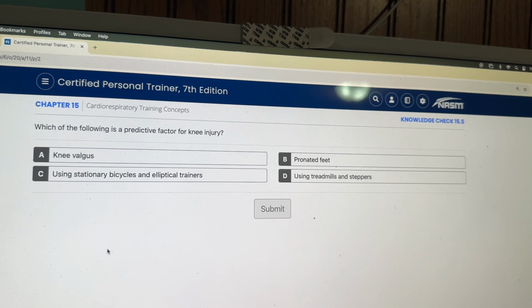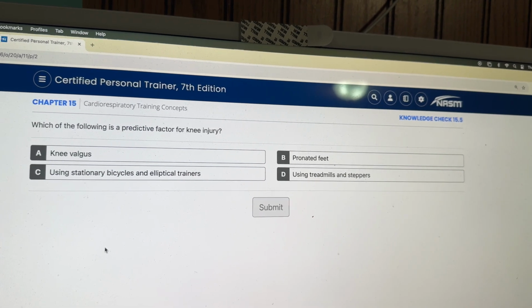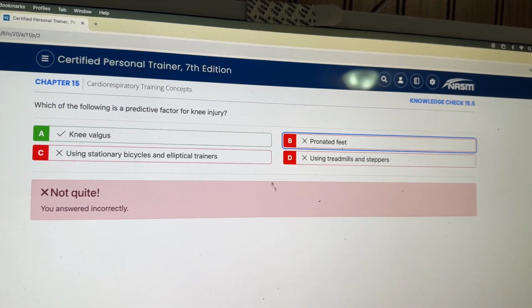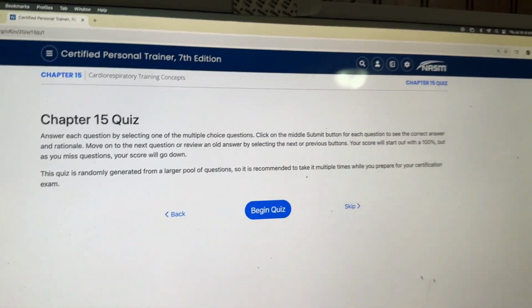Which of the following is a predictive factor for knee injury? Pronated feet. What? Messed up on that one. All right, summary, lesson 6. We're not going to read it. Skip that. So now we are on chapter 15, quiz, only 10 questions. Let's get it over with.